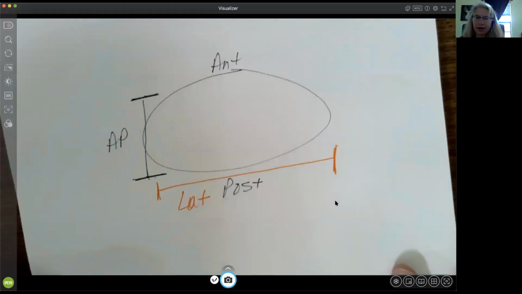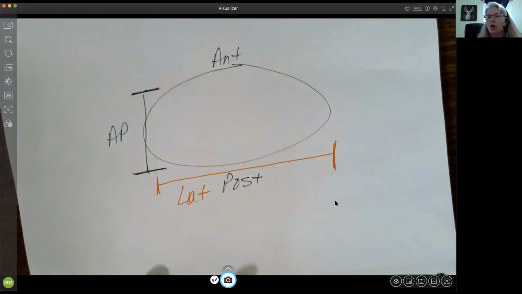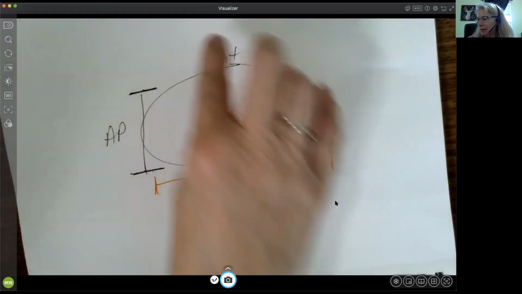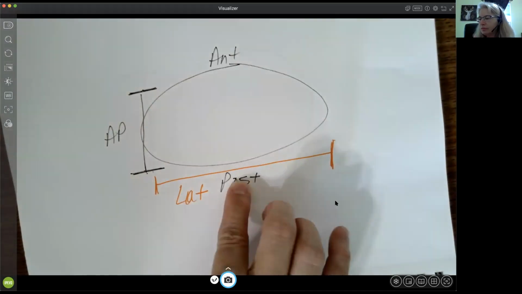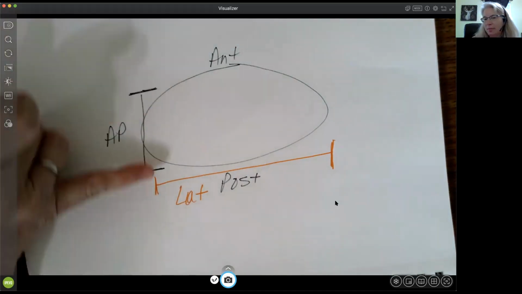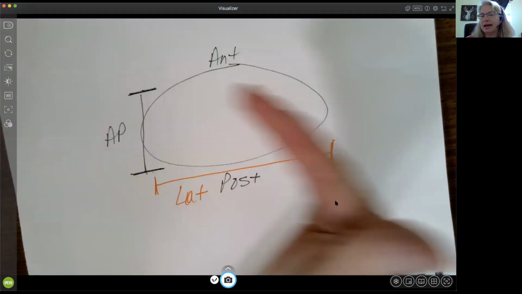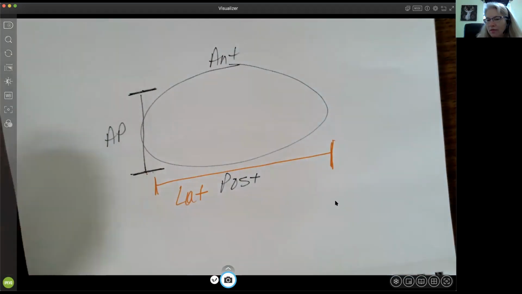Okay, so this is looking at someone's chest from their head down. So when you look at their head down, they should be kind of an oval. So if this is their front and this is their back, the distance from their front to their back should be 2 times side to side. So we say that the ratio of AP to lateral is 2 to 1. And that would be normal.